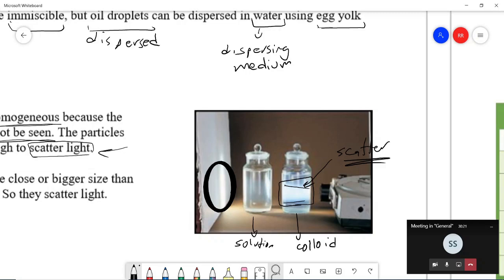Let me give you another example. If you are sitting in your room right now and there is a light bulb working, look at the light bulb and the space between the light bulb and you. Can you see the light in the air?